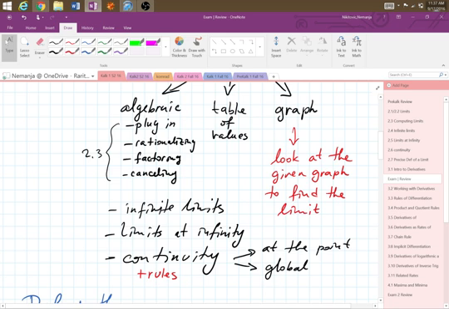Infinite limits, talking about vertical asymptotes. That's the vertical asymptote definition. Limits at infinity, which is the horizontal asymptote, and then also end behavior, that's 2.5.